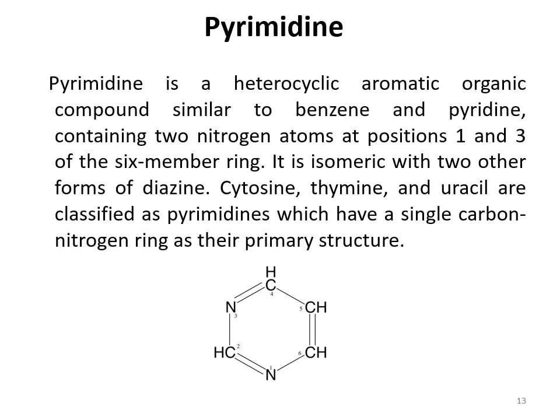You can see in the picture a ring containing 6 members, of which 4 are carbon and 2 are nitrogen. Cytosine, thymine and uracil have this single nitrogen-carbon ring as a primary structure, and different functional groups are attached to them to differentiate between cytosine, thymine and uracil.